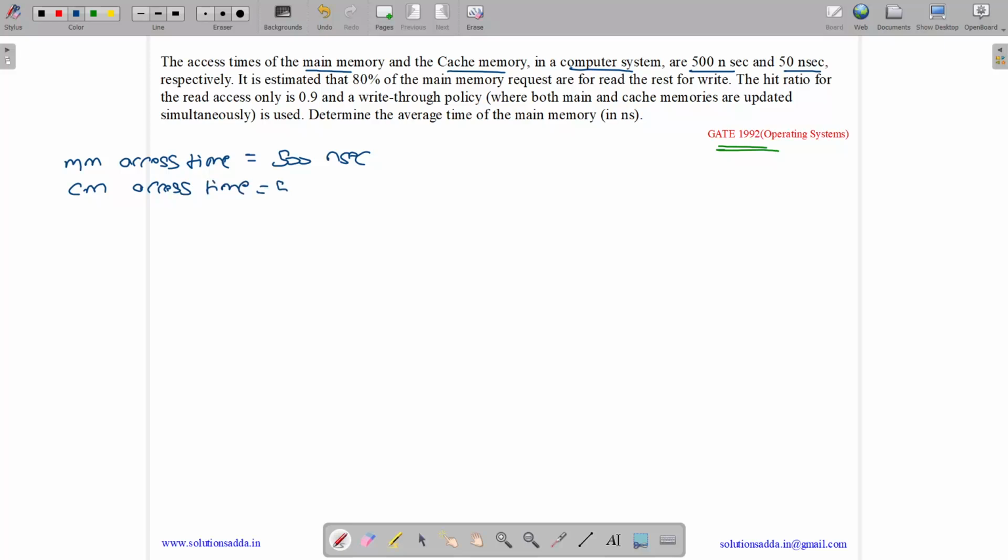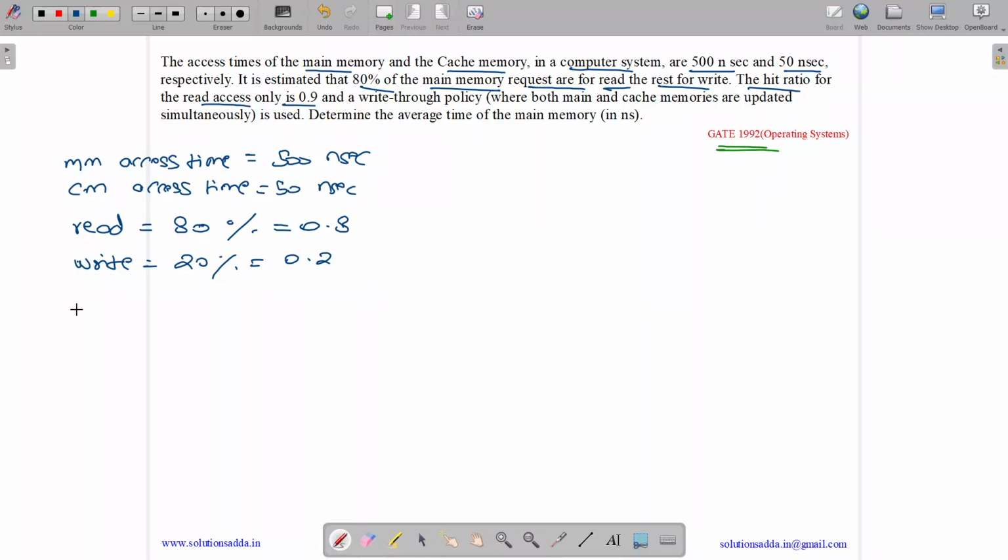It's 50 nanosecond. It is estimated that 80% of the main memory requests are for read, which means read request, like for an instruction, with a probability 0.8 it will be a read, and with a probability 0.2 it will be a write. Okay, now the rest are for write. The hit ratio for the read access only is 0.9. So read hit ratio is 0.9.